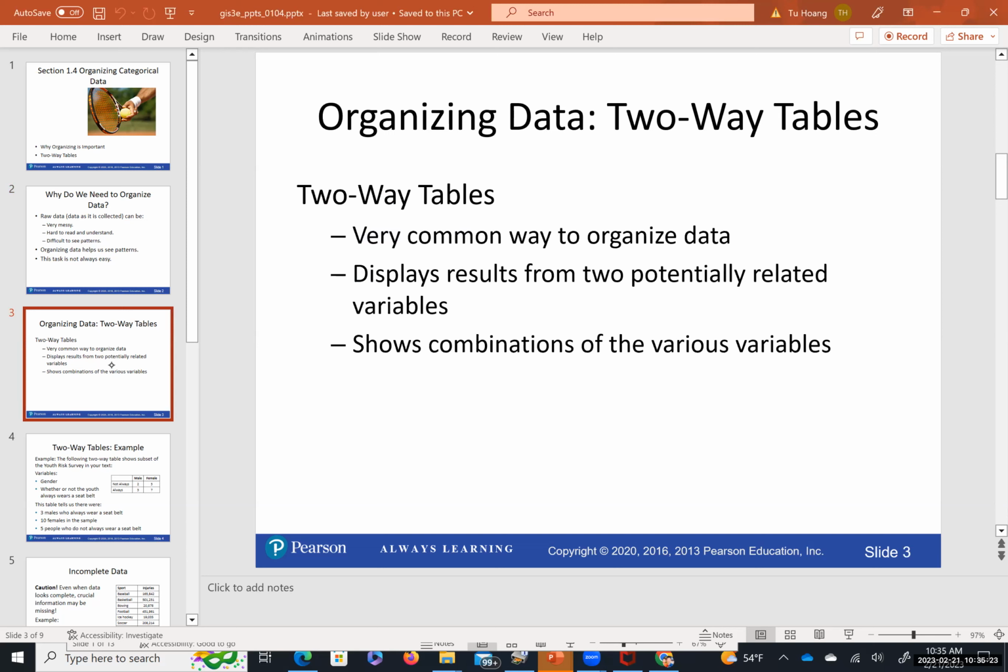So now I'm going to have two-way tables for organizing the data. Two-way tables are very common to organize data, and we display the results from two potentially related variables. It shows combinations of various variables.